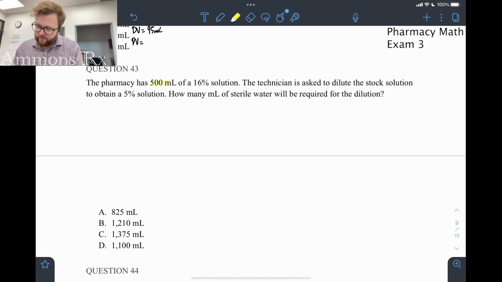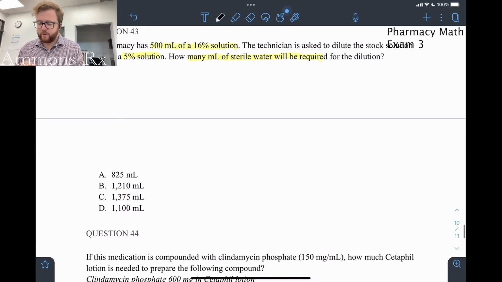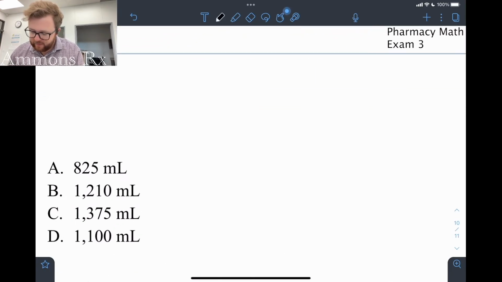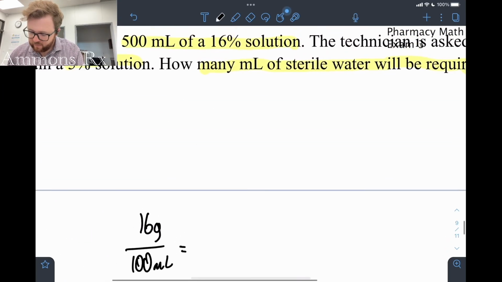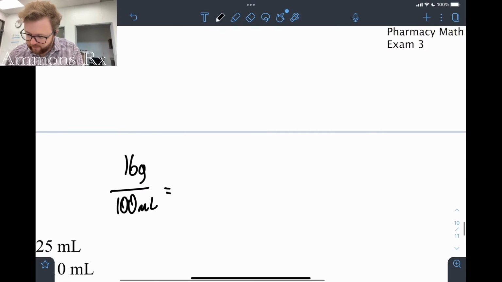The pharmacy has 500 mils of a 16% solution. The technician is asked to dilute it to obtain a 5%. How many mils of sterile water will be needed? So basically, how much is your diluent volume? Okay, so we started with an amount of drug. We started with 500 mils of a 16% solution. 16 grams, 100 mils, and we had 500 mils of it.